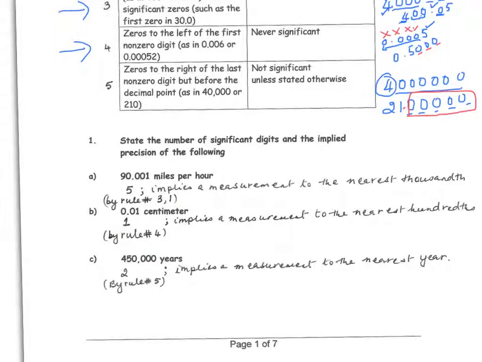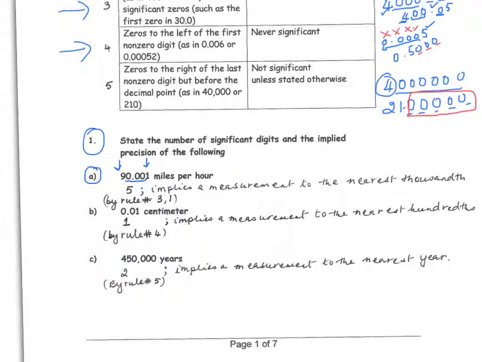Now let's look at a few examples. Problem number 1. We have to state the number of significant digits in each measurement and the implied precision. How precise this measurement is, is what we have to state. So look at problem A, 90.001. We have a non-zero digit 9, a non-zero digit 1. So these two have to be significant. Anything in between, if we have zeros in between two significant digits, they are all significant.